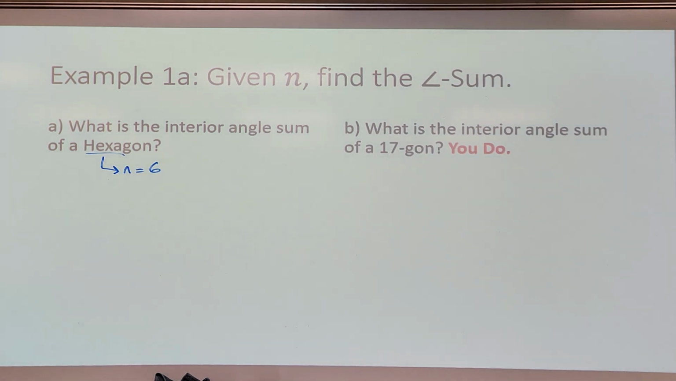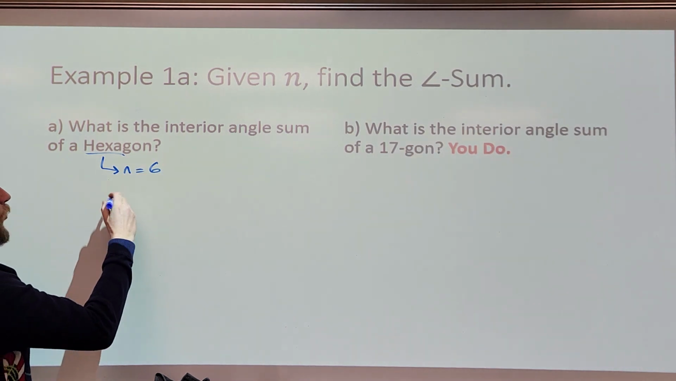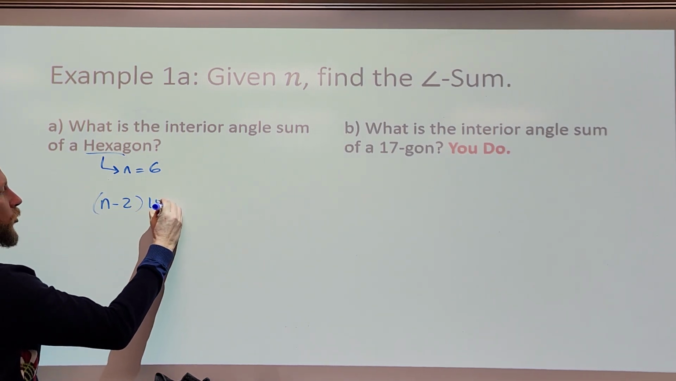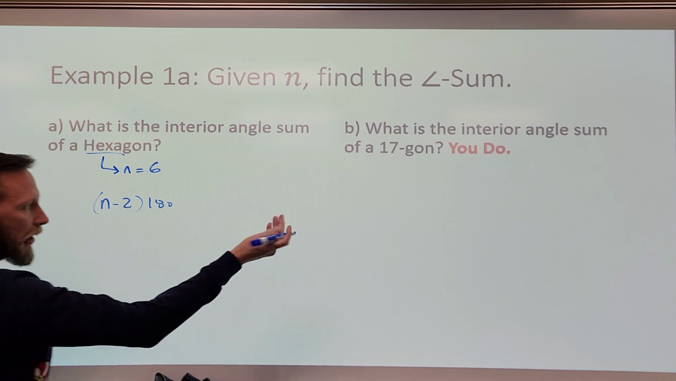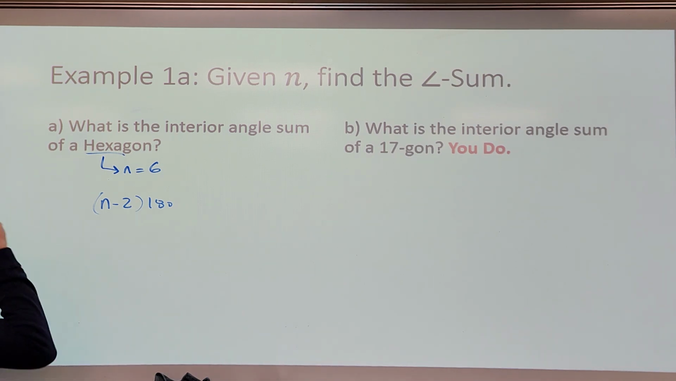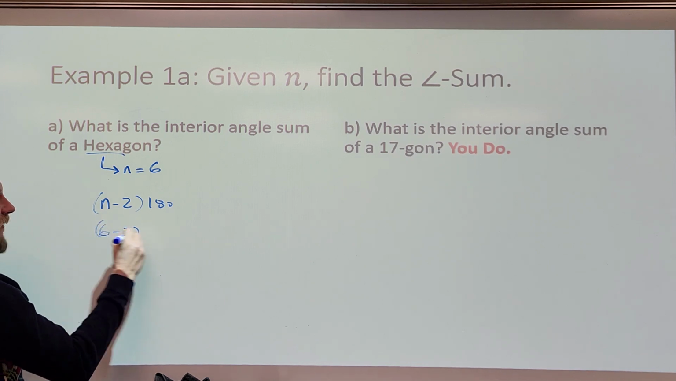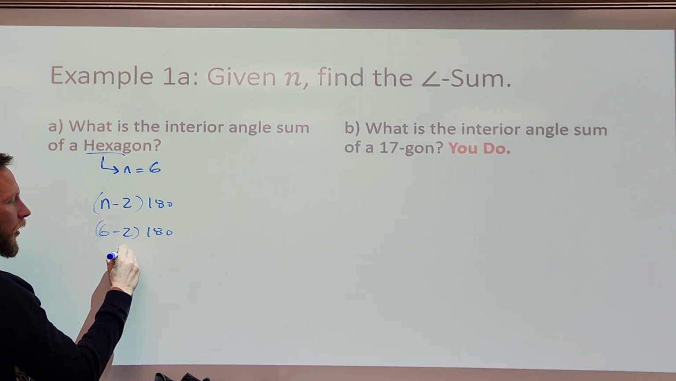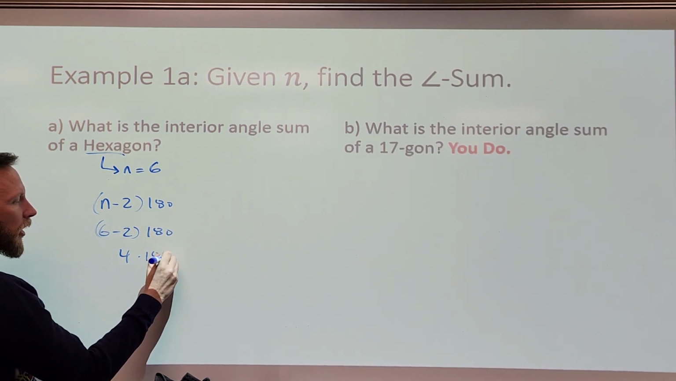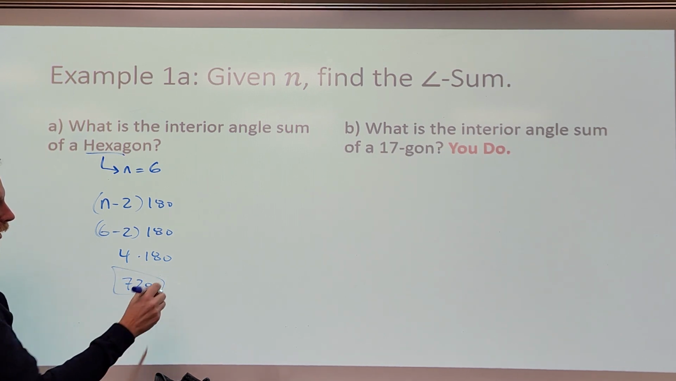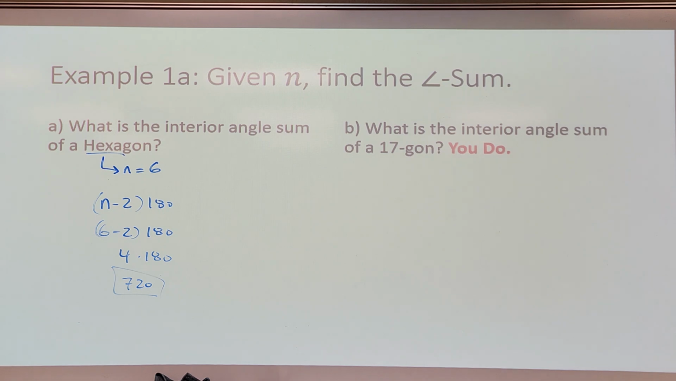Pause the video if you need to write this down. We're going to use our formula, which is n minus 2 times 180, or 180 times n minus 2. It doesn't matter how you do it. You're going to get the same thing. So the total number of degrees is going to be found by taking 4 times 180, and if we take 4 times 180, we get 720. This is the sum of the measures of the angles in a hexagon.